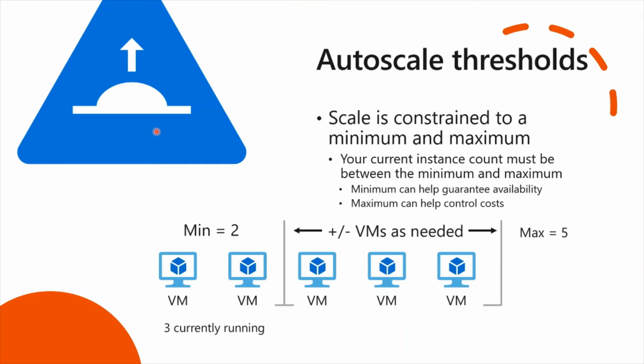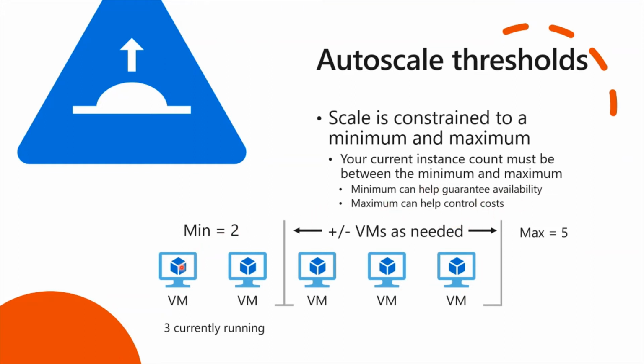Having a minimum ensures that an application is always running even under no load. Having a maximum limits your total possible hourly cost. So you have here scale is constant between a minimum and maximum. Your current instance count must be between the minimum and maximum. Minimum can help guarantee availability, maximum can help control cost.